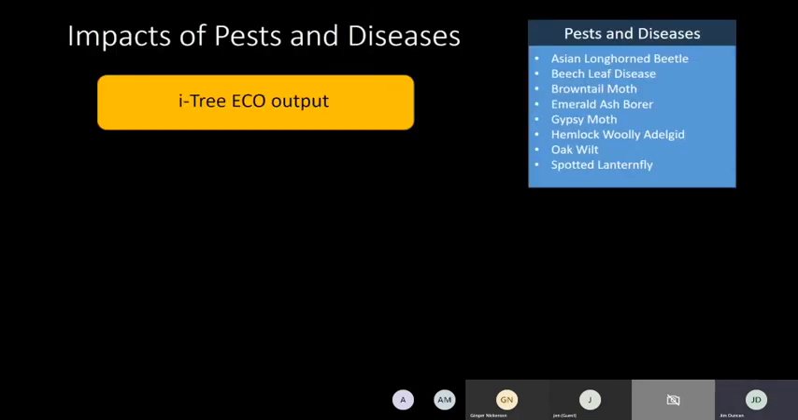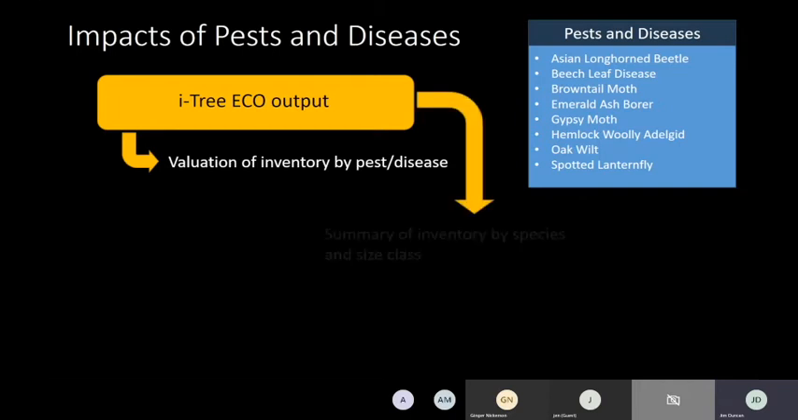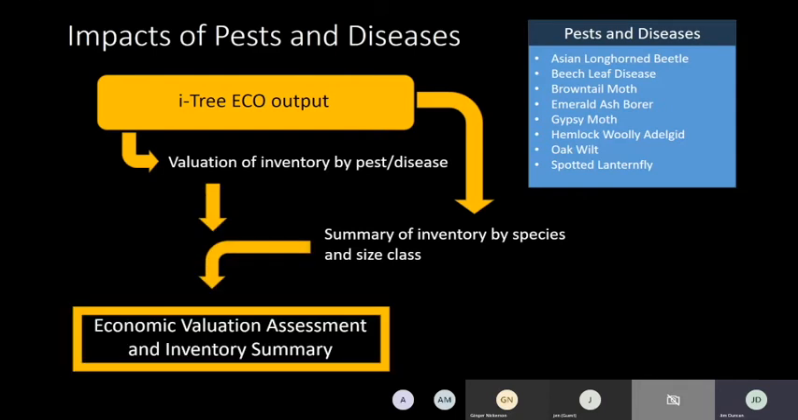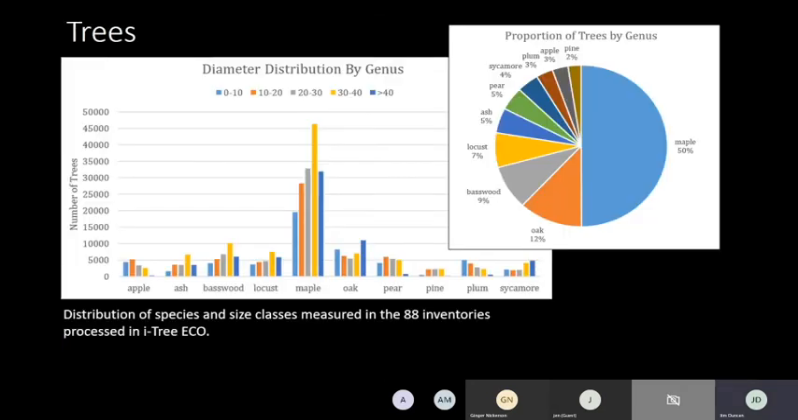For these pests and diseases on the right, we took the iTree Eco output and looked at how much an individual pest or disease would put at risk based on the host species. And then we also provided just a summary by species and size class as an additional service to the municipality or the user. Then we took both of these and provided a summary of how much value and what the characteristics are of the inventory.